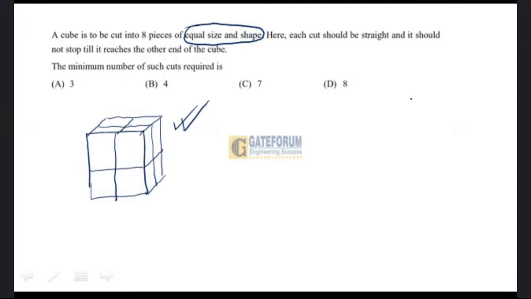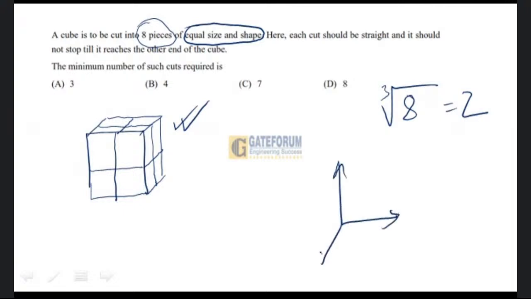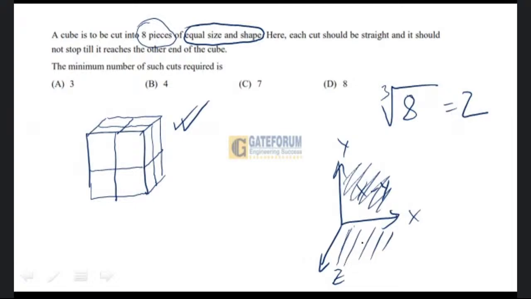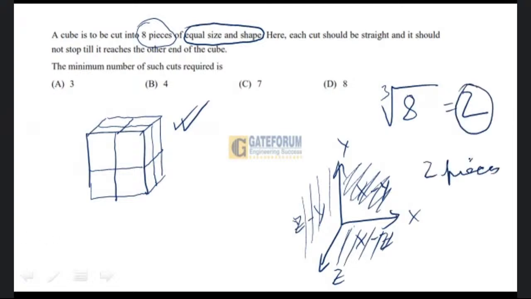So how do you calculate that actually? Since this is only 8 pieces, a diagram could be shown. The calculation is you take the cube root of 8, which is 2, which means on every plane, suppose this is x, this is z, and this is y. Then I hope you understand this is the xy plane, this is the xz plane, and this is the zy plane. So along every plane you create 2 pieces.